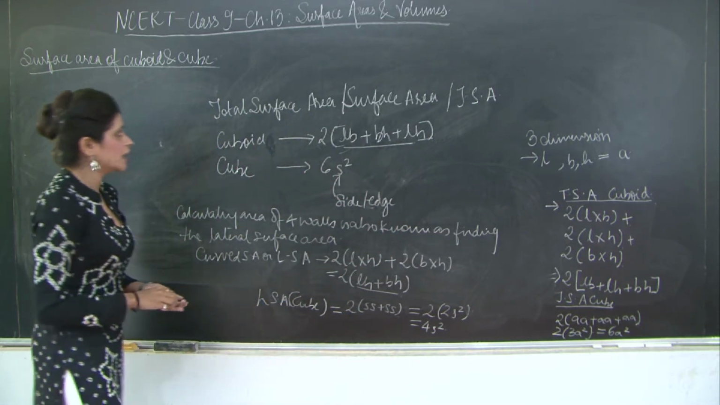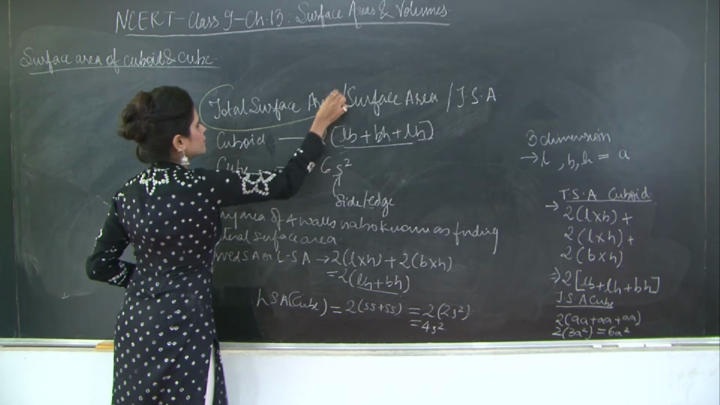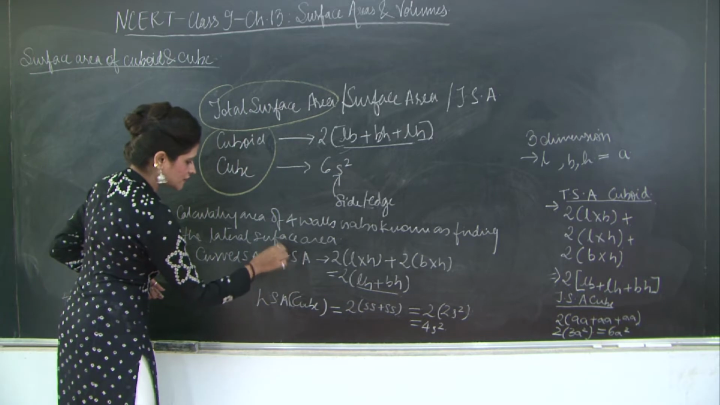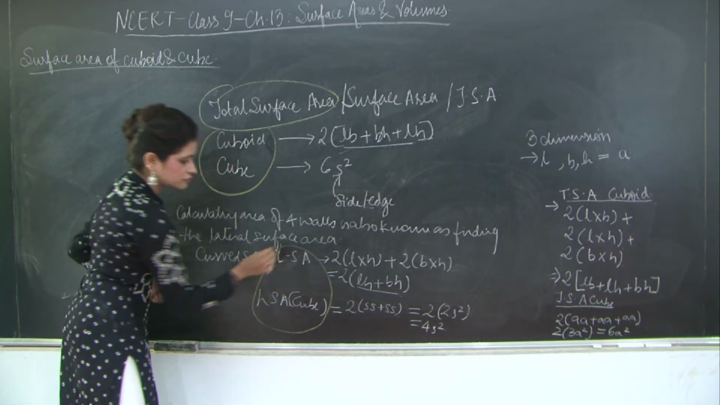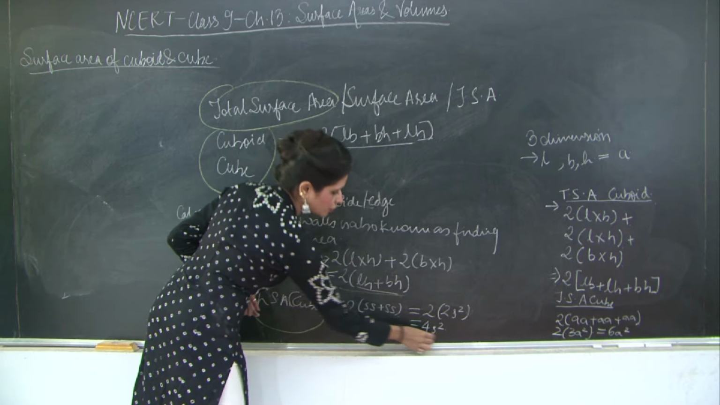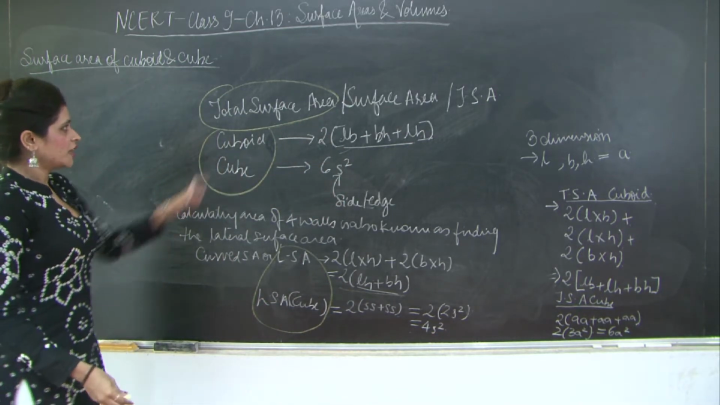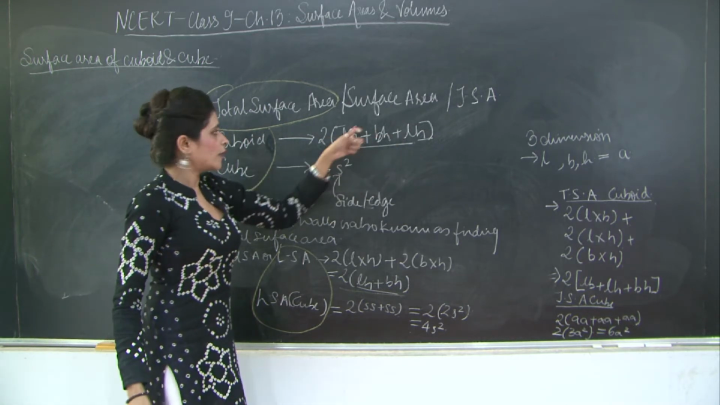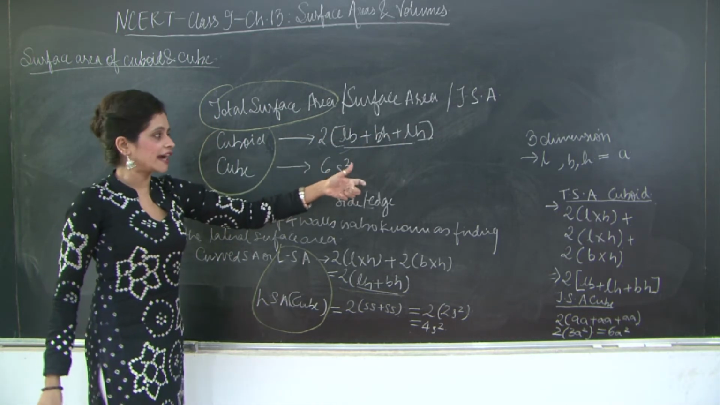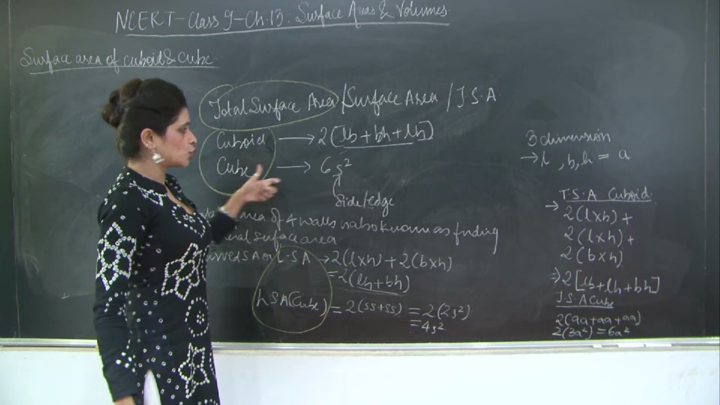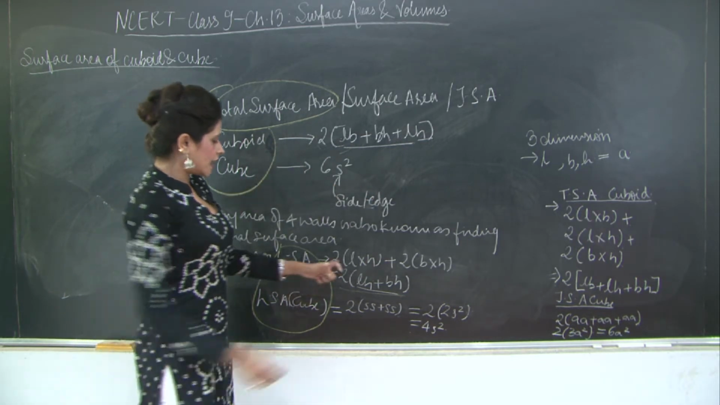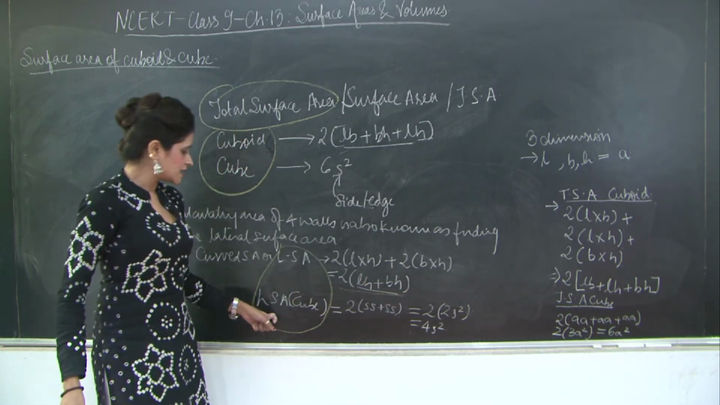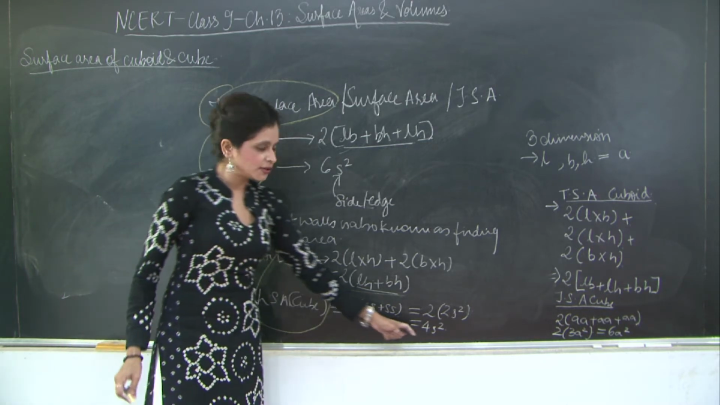So what did we learn today? We learned about the total surface area of cuboid and cube, and the lateral surface area, which is 2(LH plus BH) and 4S square. So revising once again, total surface area of your cuboid is 2 into (LB plus BH plus LH), where L, B and H stand for length, breadth and height of the cuboid respectively, and for the cube it is 6S square. Now the lateral surface area of the cuboid is going to be 2(LH plus BH), and lateral surface area of the cube is going to be 4S square.